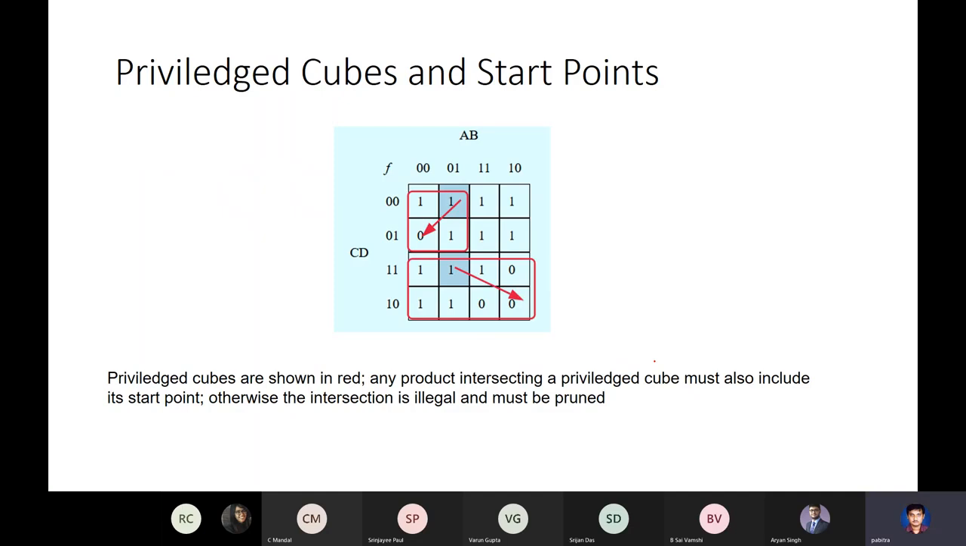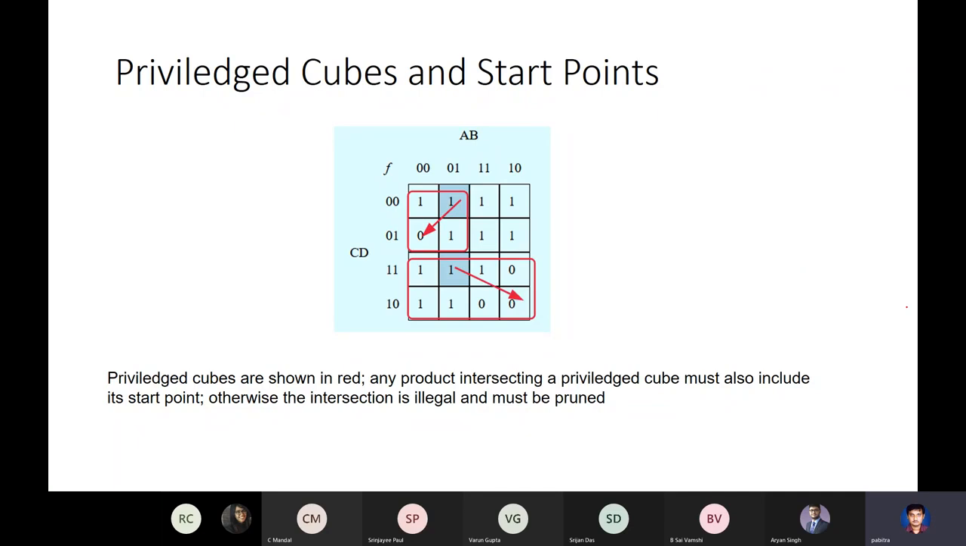The required cubes for these transition cubes for these dynamic transitions, we call them privileged cubes. So these are the privileged cubes. There are two dynamic transitions, so there are two privileged cubes. This is a privileged cube. This is a privileged cube.